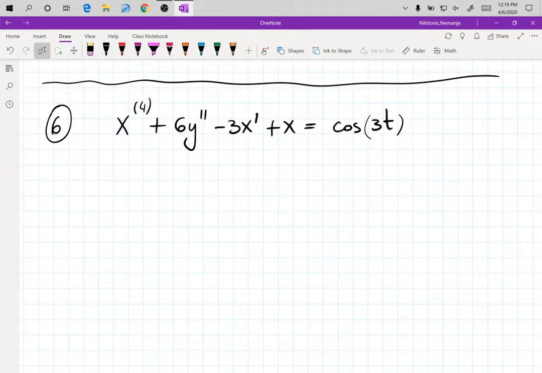Now our job here is to convert this into what we have as a first-order system. Why? Because I can't factor this. I can't solve this using what I learned in chapter 3. It's not nicely factorable, right? So my r method doesn't work. r to the 4 plus 6r squared minus 3r plus 1 equal to 0. I can't do that. And because I can't factor the polynomial, I can't solve the differential equation using chapter 3.